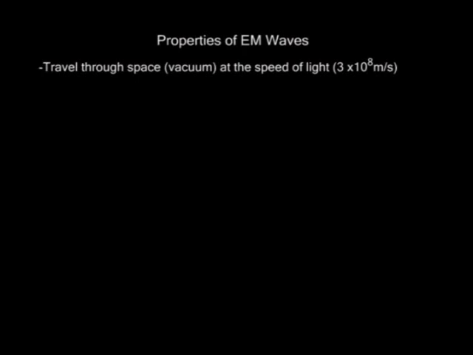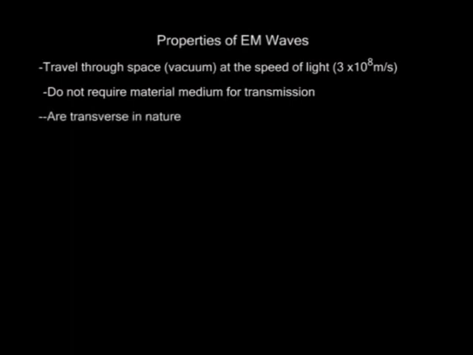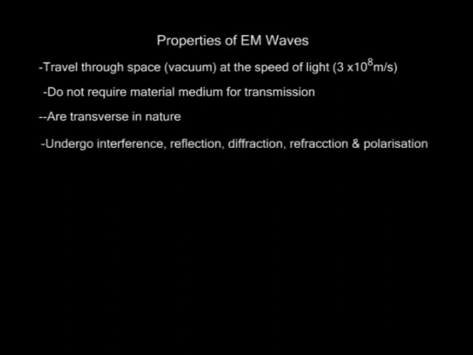And so, in conclusion, although the electromagnetic waves differ greatly in their wavelength and effects, they share the following properties. 1. They travel through space or vacuum with the speed of light, that is 3 × 10⁸ meters per second. 2. They do not require a medium for transmission. 3. They are all transverse waves in nature. 4. They undergo interference, reflection, diffraction, refraction, and polarization effects.